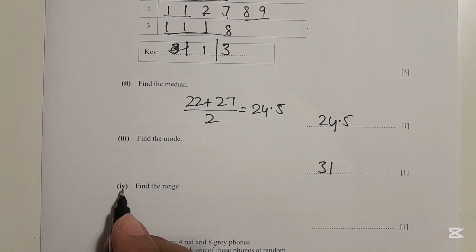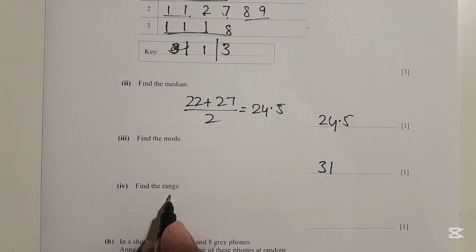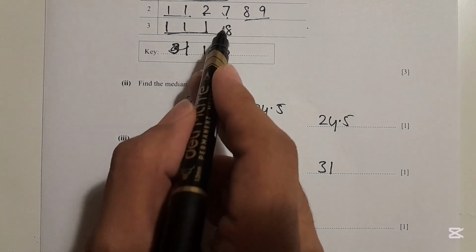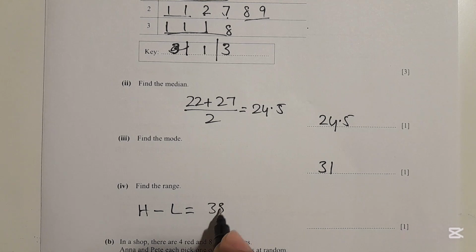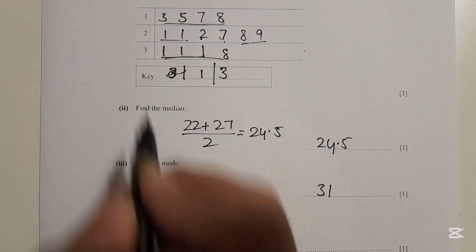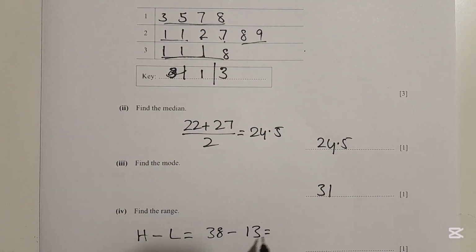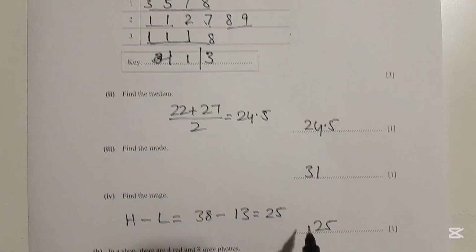Part 4 states find the range. Find the range means highest minus lowest. So the highest is 38 minus the lowest, which is 13. So 25. So 25 will be the range.